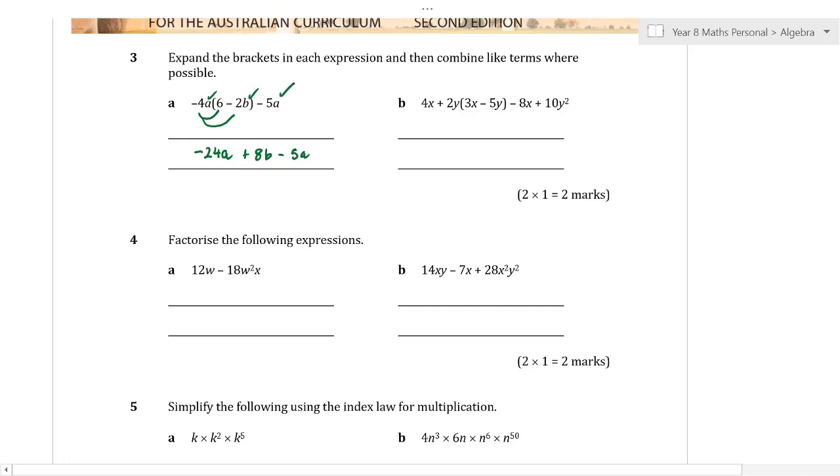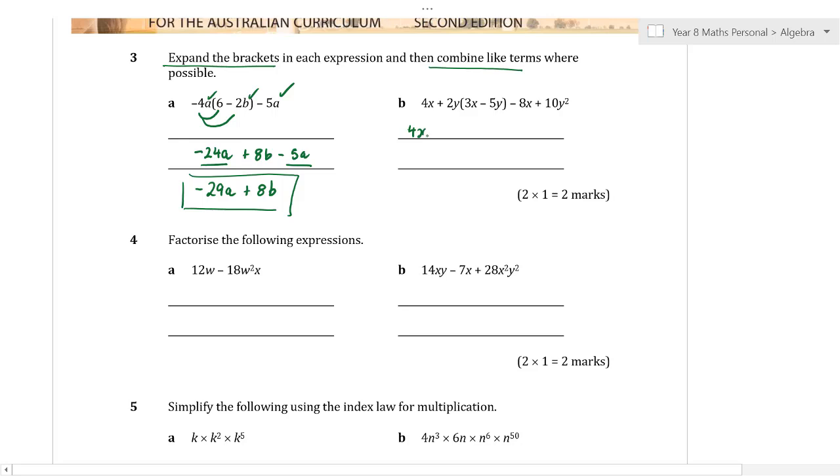So now we're going to collect like terms. The only like terms are these ones. We've got the a's. We've got negative 24 minus 5a is minus 29a. And of course the ab just stays there. And we've expanded it first of all, and then we've combined the like terms where possible. Okay, so let's do this over here.